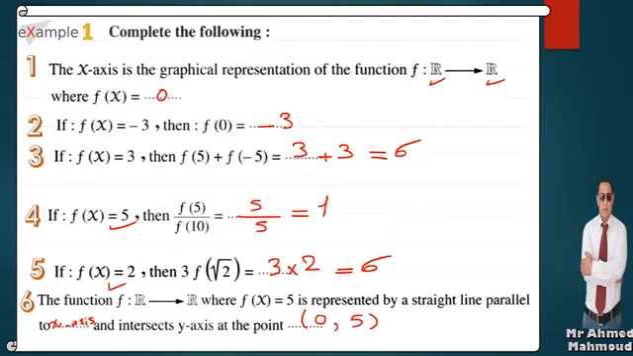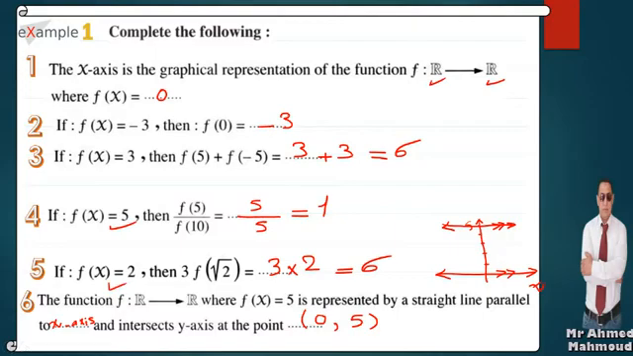If I need to draw this one, it will be like this. One, two, three, four, 5, and this is the x-axis. Then the line will intersect the y-axis at 5 like this, and at the same time it's parallel to the x-axis. Okay, this is the constant function f of x equals 5.